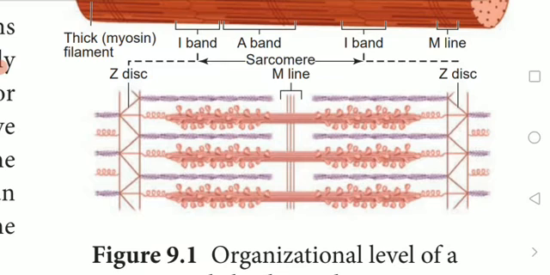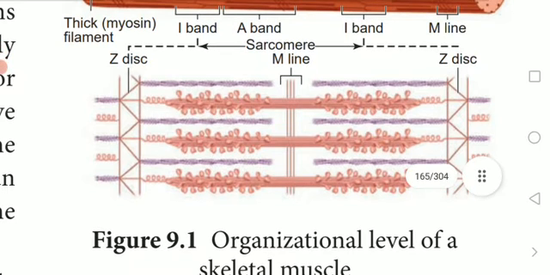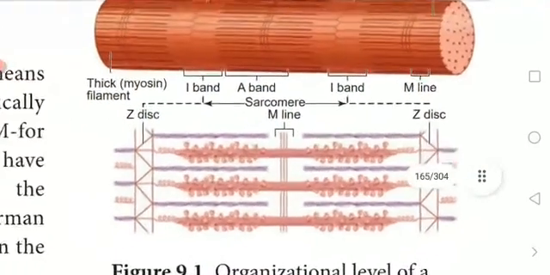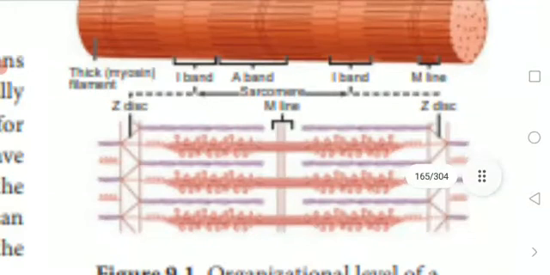Z disc comes from the German word Zwischenscheibe, meaning intermediate disc. A German scientist found this one, that's why it's also called the Z disc. The myofibril contains contractile elements. The sarcomere is the structural and functional unit of the skeletal muscles.